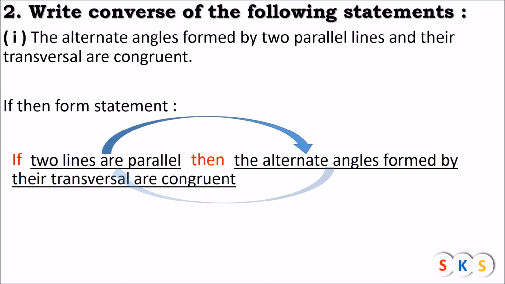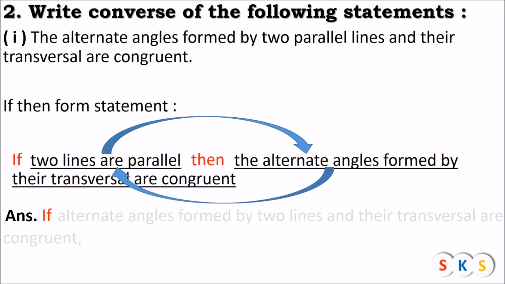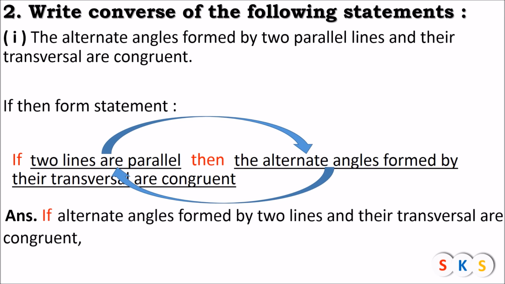We will get a new statement, that is, if alternate angles formed by two lines and their transversals are congruent, then the lines are parallel. It is the converse of the given statement. So whenever the given statement is not in the form of if and then, you first convert it into if-then form and then interchange antecedent and consequent of the if statement to get the converse of the given statement.